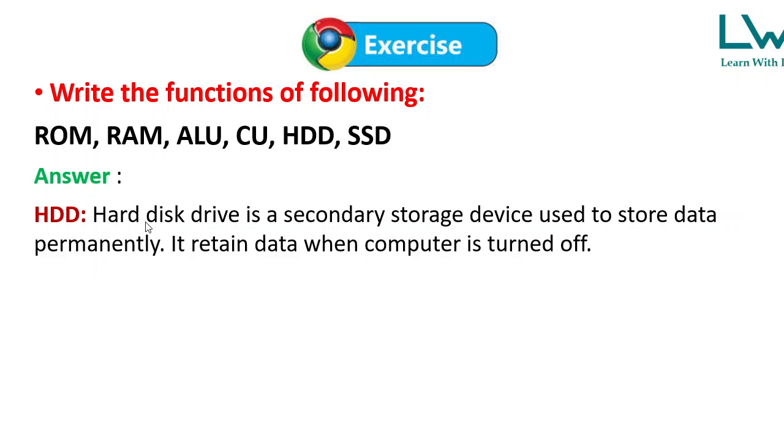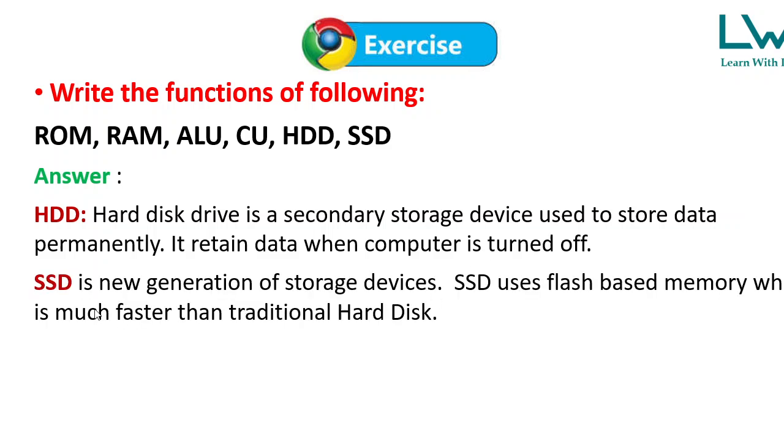Hard disk drive. Hard disk drive is a secondary storage device used to store data permanently. It retains data when computer is turned off. SSD is a new generation of storage devices. SSD uses flash-based memory, which is much faster than traditional hard disk.